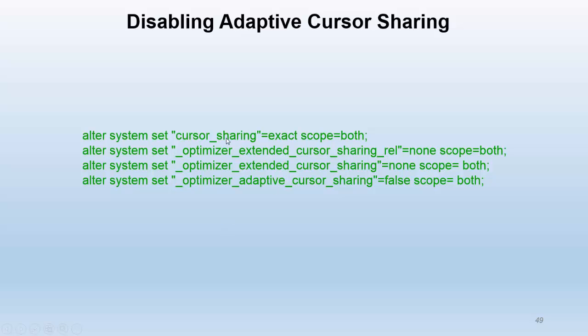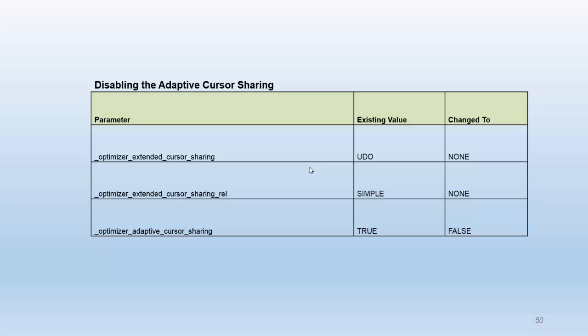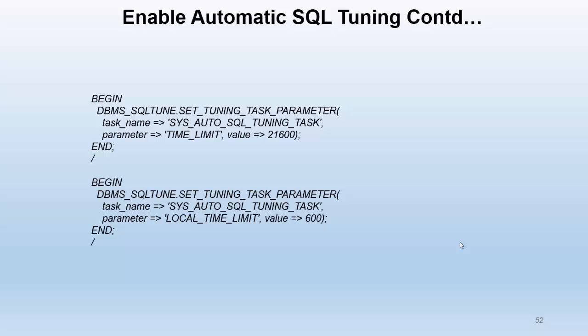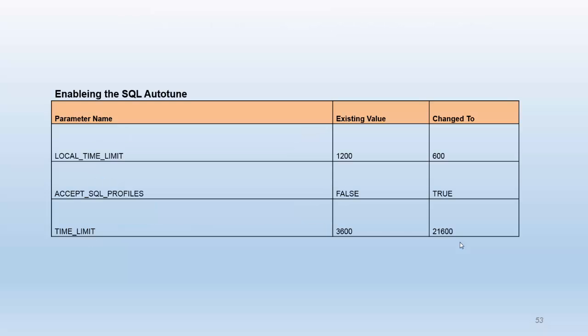But how we do it, we just put this one in there, but that doesn't do the complete job. It's 50-50. So we need to put these parameters in to completely disable adaptive cursor sharing. So this is what I did. These are the existing values before I did, and I changed them to this. You can look at them at your leisure, pause it if you really want to note it down. And then I enabled the SQL tuning with the default tuning advisor, and I changed their timings also. So these are how I did it, but I will summarize them.